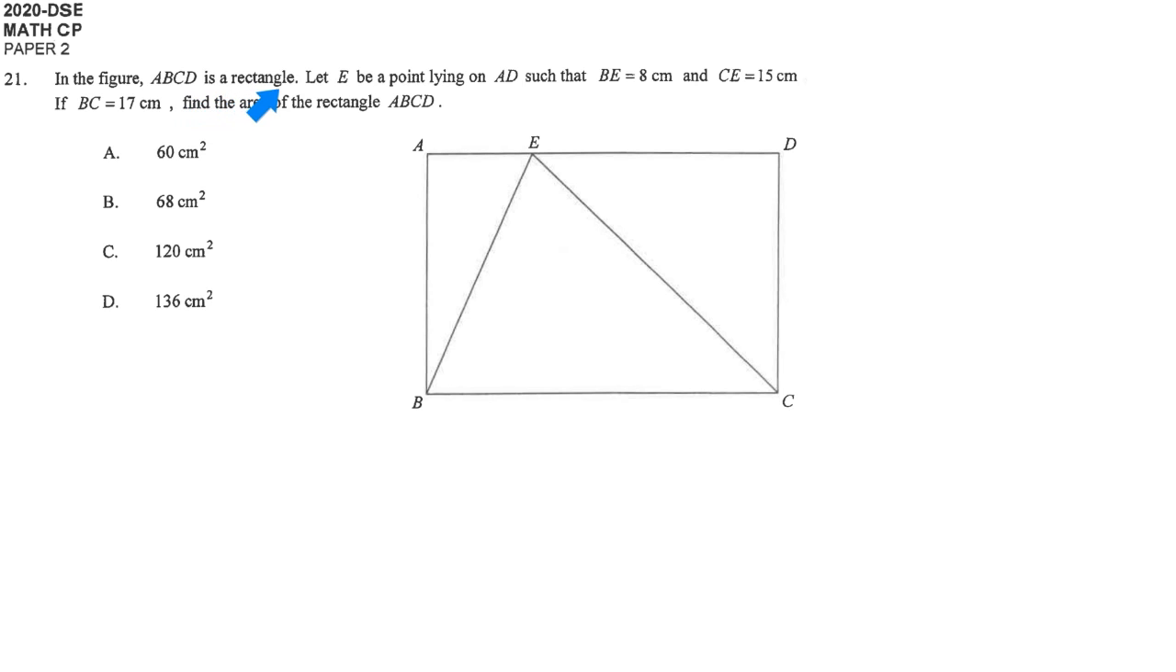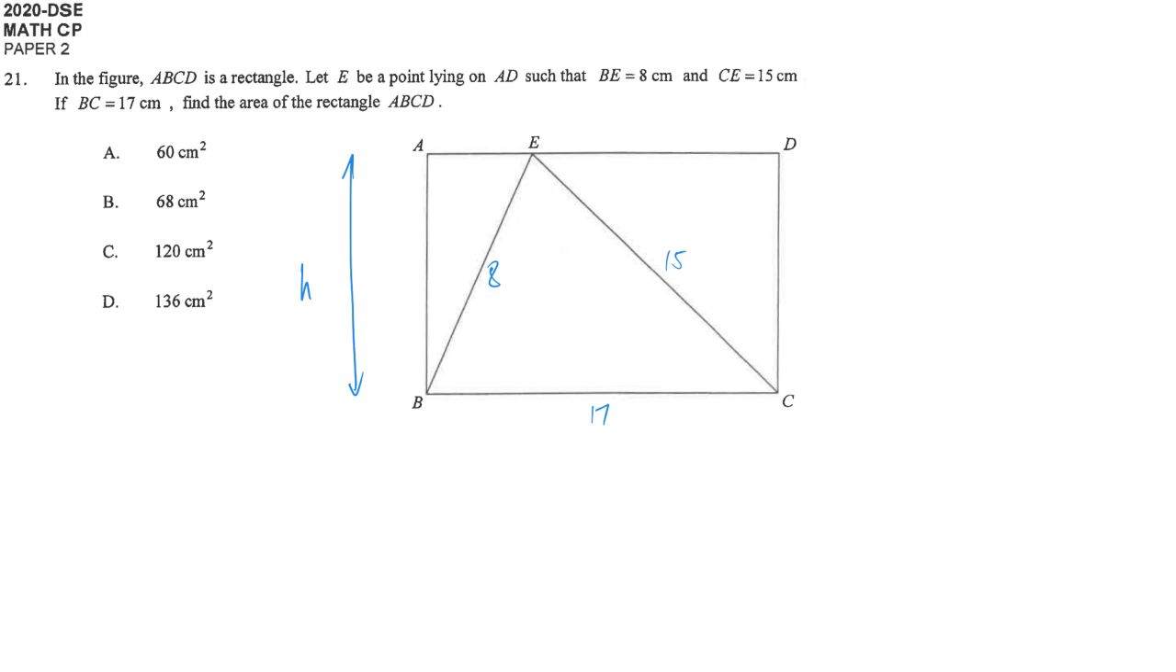There is a rectangle ABCD, and they say that BE is equal to 8, CE is equal to 15, while BC is equal to 17. And then our final target is to find the area of this rectangle. That means if we have the base of this rectangle, what is missing is the vertical height. We want to know what is the corresponding height here.